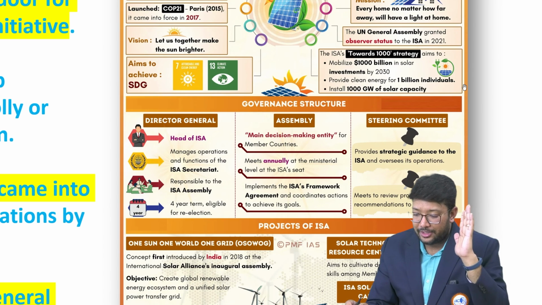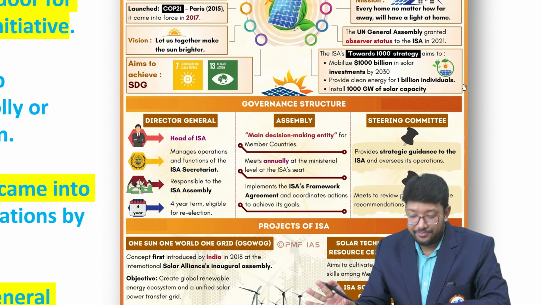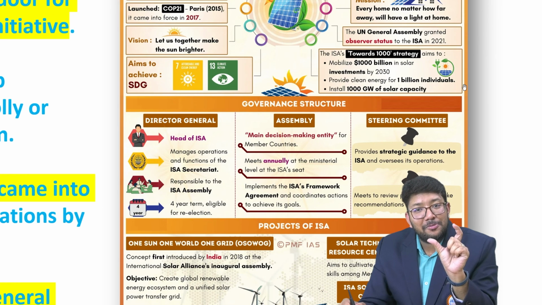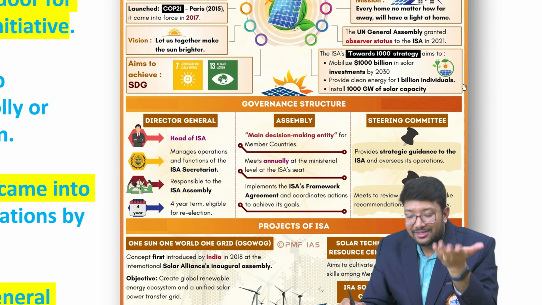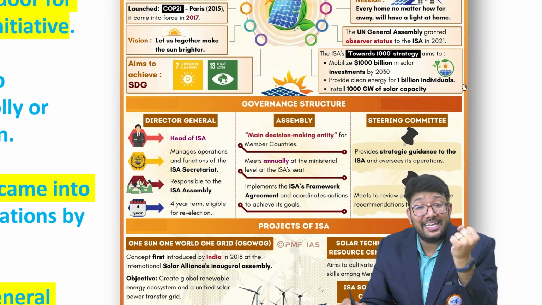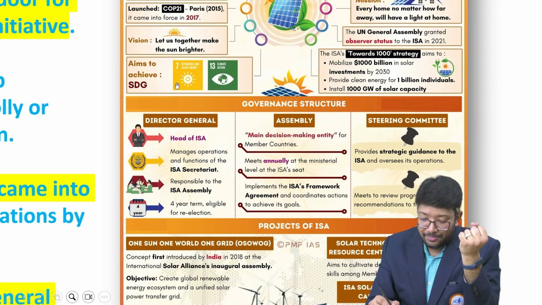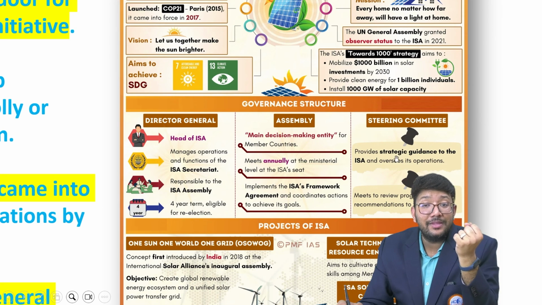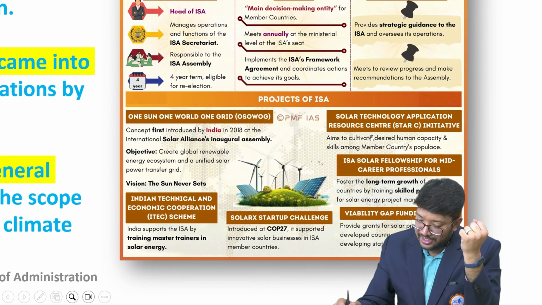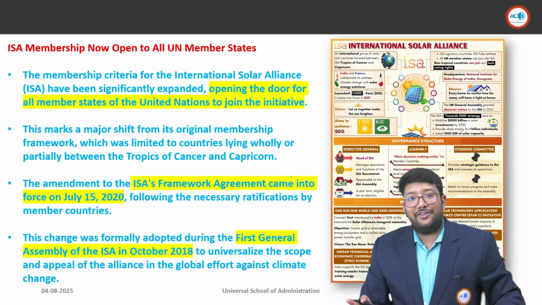That is the vision and mission. What is the aim? Which SDGs come into the picture? You already know: 7th and 13th, because it is talking about climate change and affordable and clean energy. All these come under the 7th and 13th Sustainable Development Goals. This is the governance structure. Please read it out.